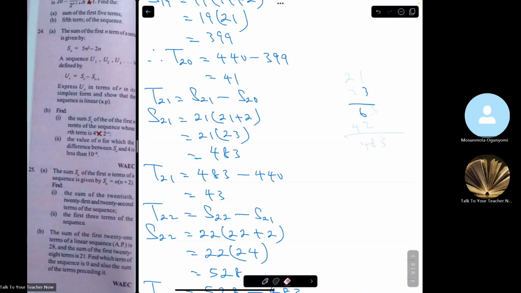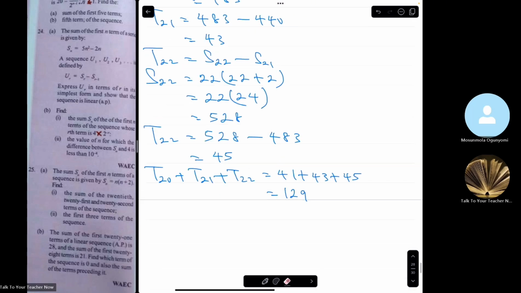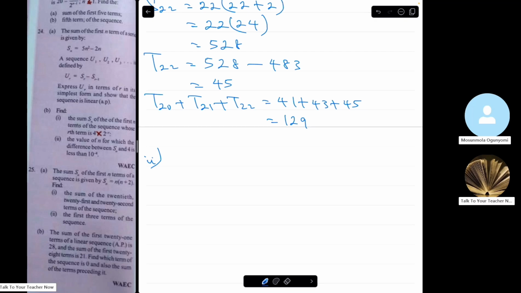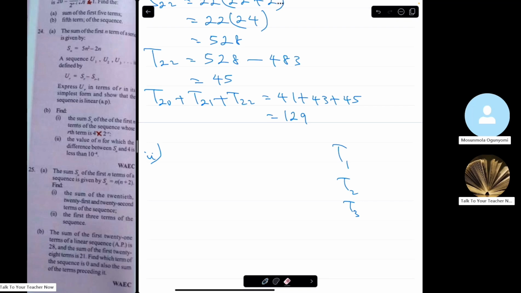Can you see that? So let's go. What's B, Roman figure 2? Find the first 3 terms of the sequence. The first 3 terms, what does that mean? T1, T2, and T3. Beautiful. They want us to find T1, T2, and T3. So how do we do that?